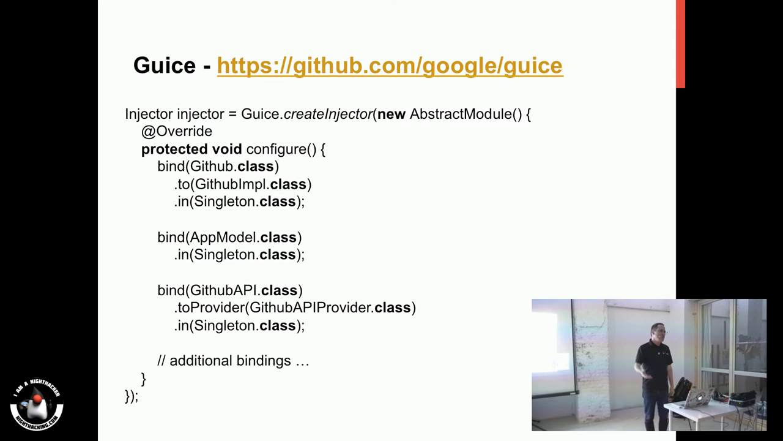You can bind it to different scopes, for example, session scope if you are on the web, or application scope, or your custom scopes. In the second binding, both the source and the target type are exactly the same. And the third type is how we create a lazy value using providers. If you're familiar with Spring, this is the same thing as using factory beans.